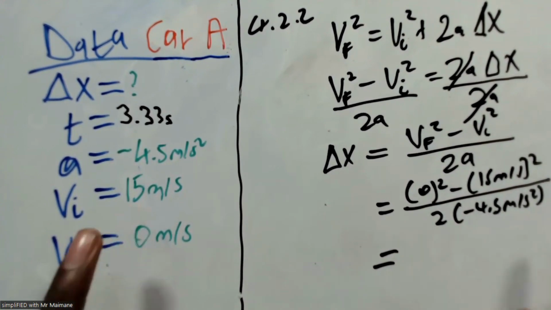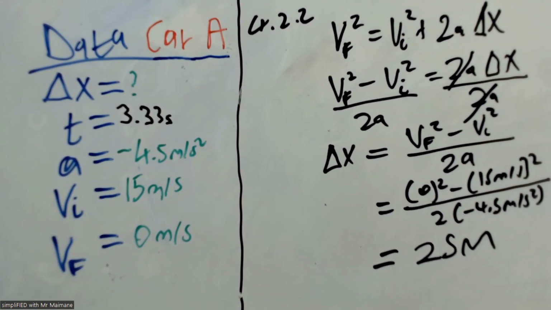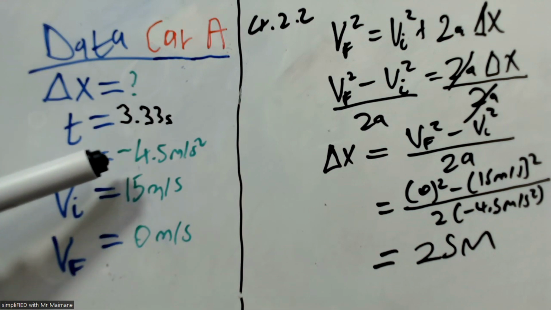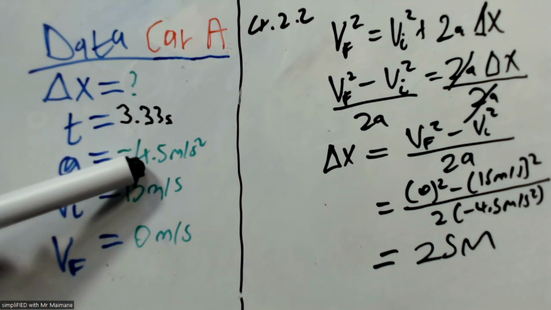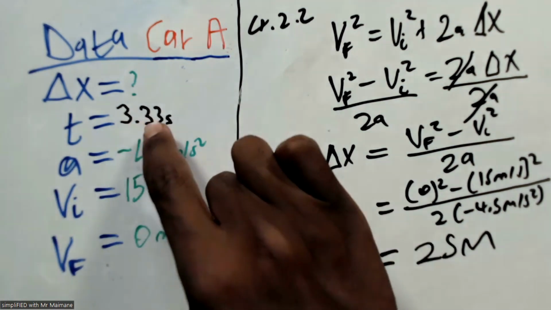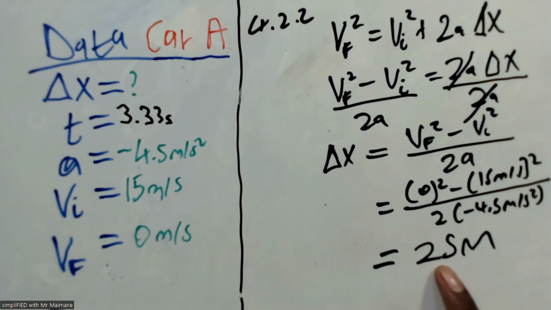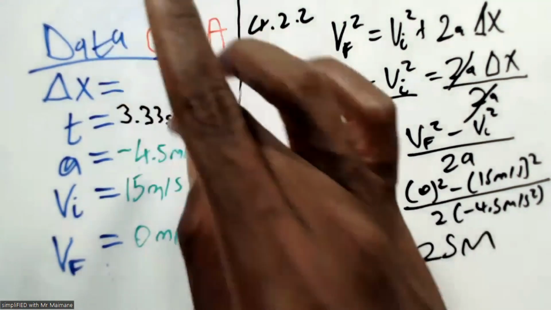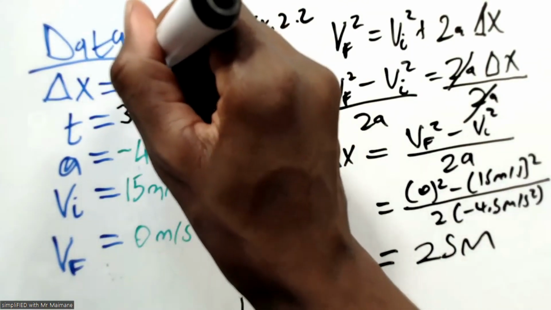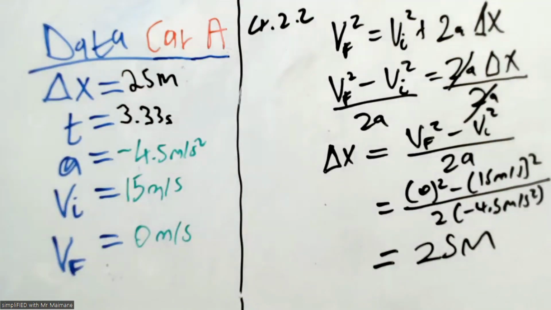Then what's left now is just to punch this on your calculator. If you punch this on the calculator, the answer that we will get is 25 meters. So after car A and car B have realized that there's an obstruction in front, the moment car A applies the brake and the car accelerates by minus 4.5 meters per second squared, it took 3.33 seconds for the car to stop. And in that time, the car traveled 25 meters before it stopped. Therefore, the distance covered by car A is 25 meters before it stopped.